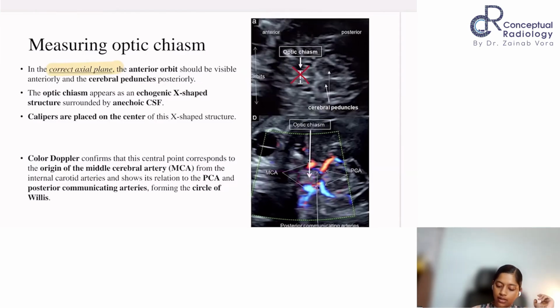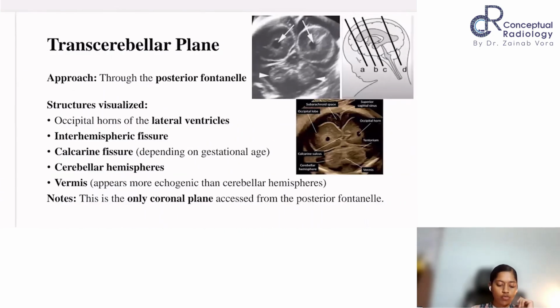Now where is the X? The X is this. Can you see it now? That's the chiasm. So it is very nicely seen in axial plane. On the coronal plane, you just see the two buttons. So that's the X. And this is the way you measure it.